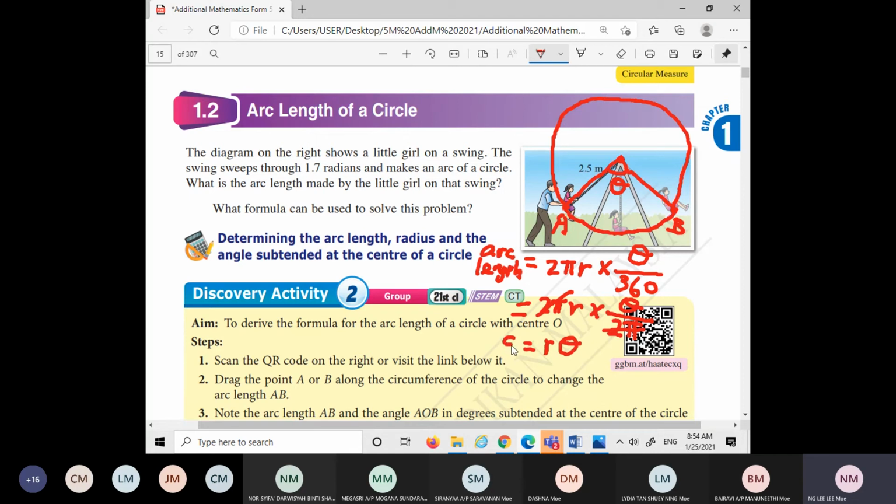I label it as S. S stands for arc length equals r theta. R is the radius of the circle. Theta is the angle subtended here. We look at this angle subtended here. The unit of theta must be in radian. If the question gives you the unit in degree, first step, change the angle to radian. Only then substitute inside here to get the arc length. Okay, let us see the example.